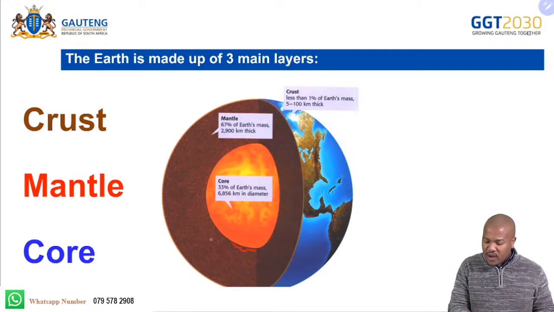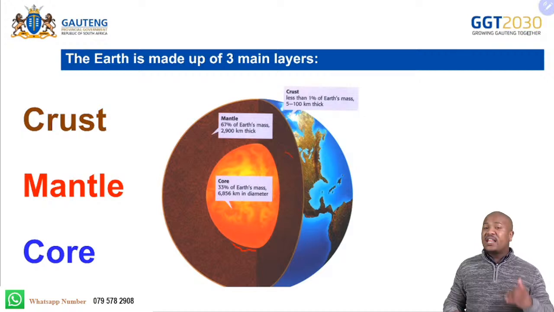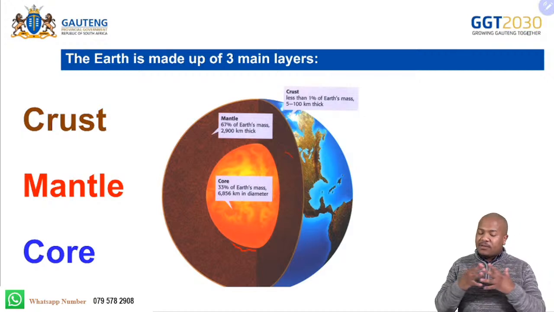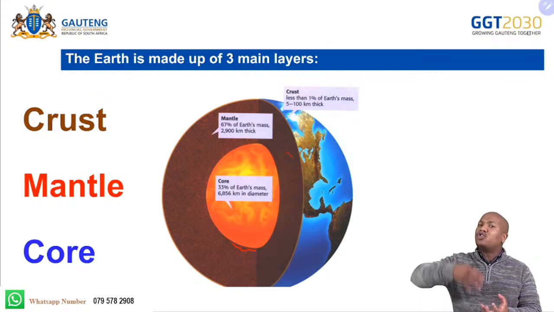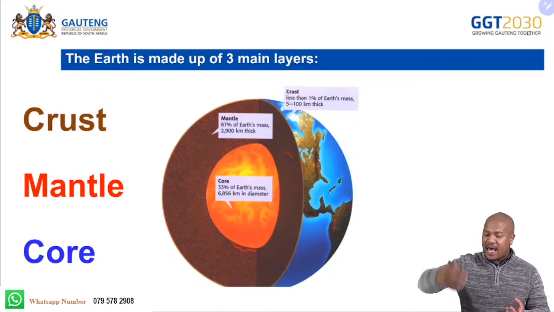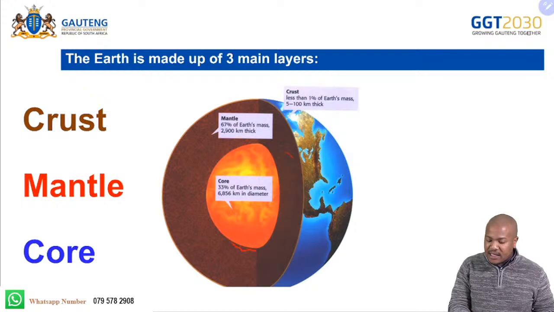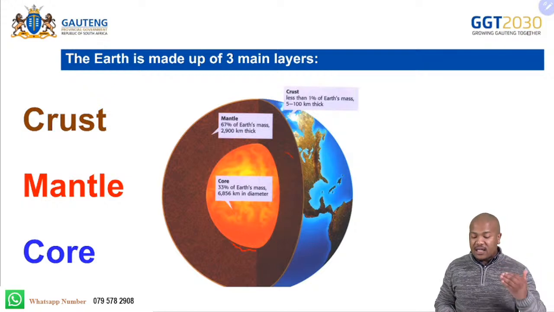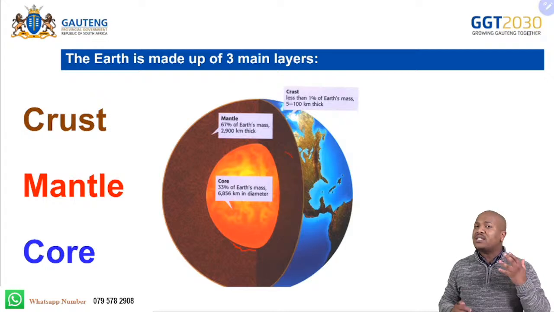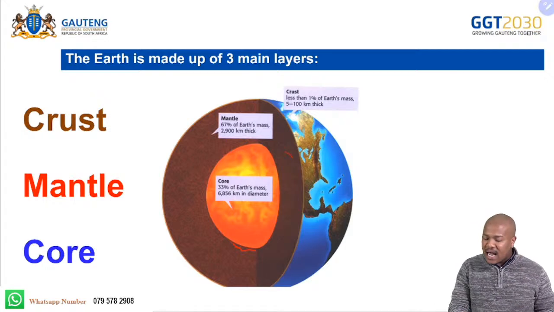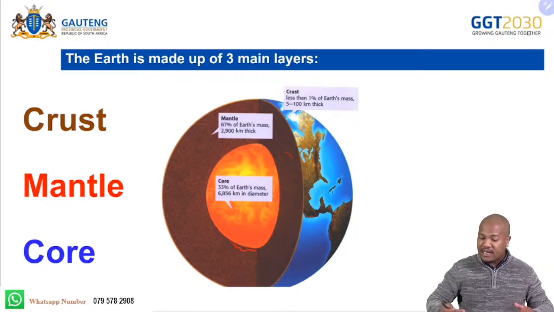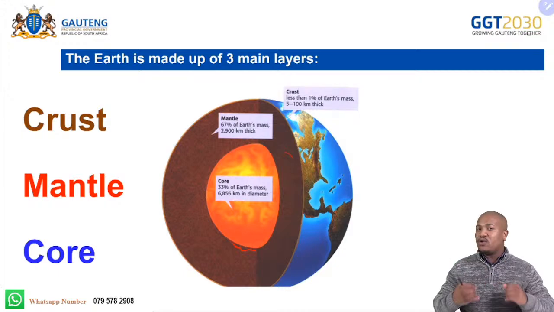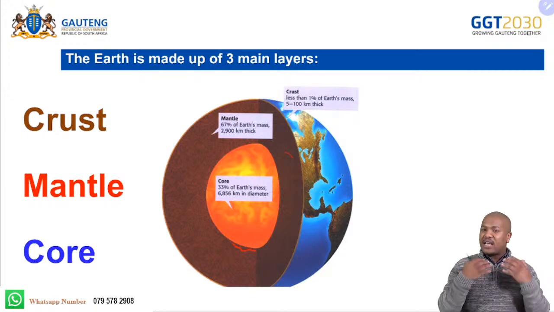And also the mantle, which is the middle layer of the Earth. It makes up about 67% of the Earth's mass. Now we're talking about the amount of matter that the Earth has. It is 67% of the Earth's mass, and it is about 2,900 kilometers thick. Whereas the crust is the upper layer which you and I are standing on now, where we see our biosphere, where we see our hydrosphere and so on.